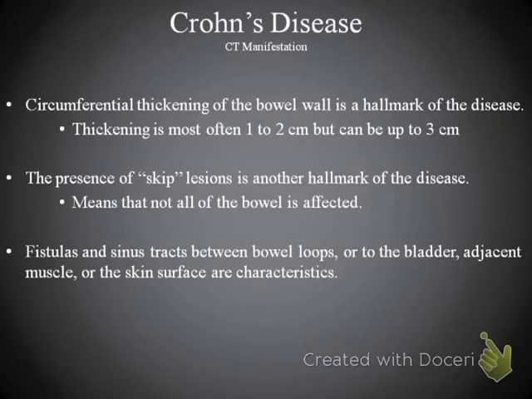So what does it look like on CT? Typically you're going to see circumferential thickening of the bowel wall as being the hallmark of the disease. Thickening is most often 1 to 2 centimeters, but can be up to 3 centimeters. So you're going to look for bowel wall thickening.